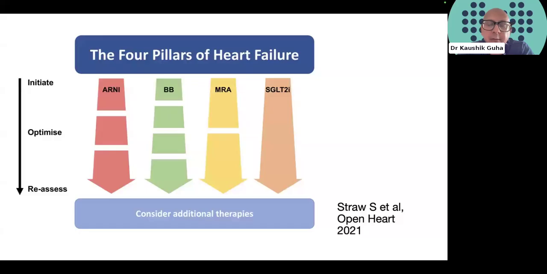You will hear the statement in many heart failure talks about the 4 pillars of heart failure, which was coined relatively recently in 2021 by a group from Leeds. The first pillar should be ACE inhibitor, angiotensin 2 receptor blocker, or ARNI. ARNI is angiotensin 2 receptor and neprilysin inhibitor, i.e. sacubitril valsartan or Entresto. Beta blockers, the 3 that are licensed within the United Kingdom, are carvedilol, bisoprolol, and nebivolol. Mineralocorticoid receptor antagonists such as spironolactone and eplerenone, and the only 2 licensed SGLT2 inhibitors are dapagliflozin and empagliflozin.